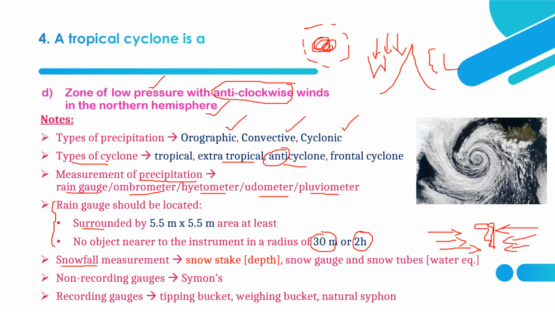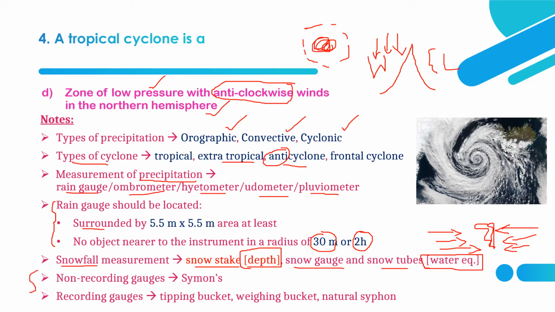And snowfall measurements are done by using snow stakes, snow gauge, and snow tubes. A snow stake is used to calculate the depth of snowfall, and snow gauge and snow tubes are used to convert the snowfall into water equivalent, so that we can calculate the snowfall precipitation.